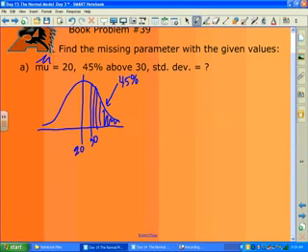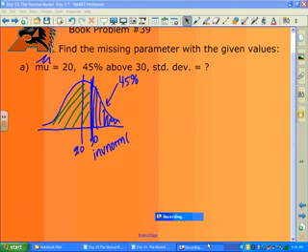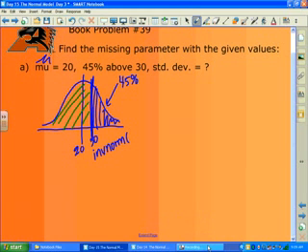So if I know that, what am I going to be able to calculate at that point? If I know the area of that point, I should be able to calculate the Z-score. Very good. So when I do that Z-score, I'm going to go inverse norm because I'm going to put in an area. What area am I going to put in? Yes, you have to put the lower bounded area, which, if 45% is above, means that 55% was below.